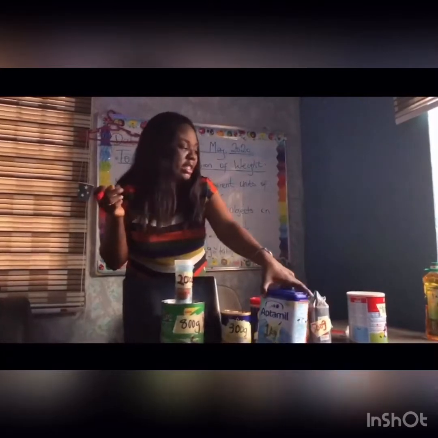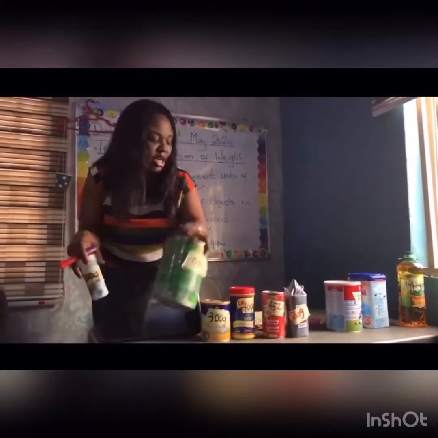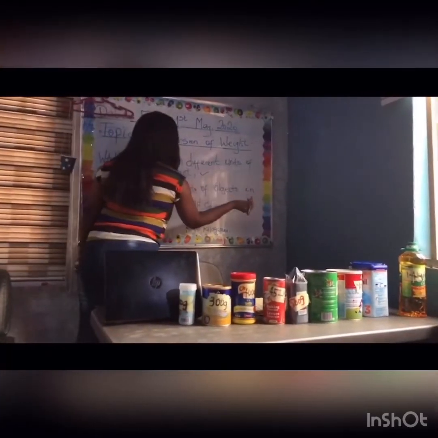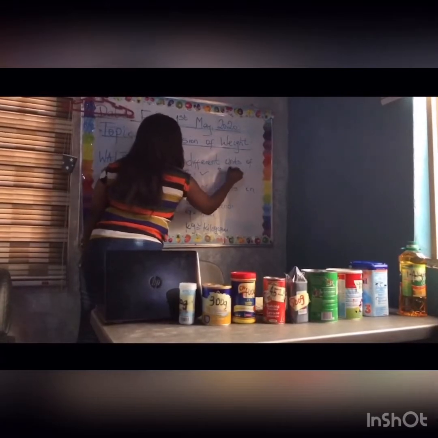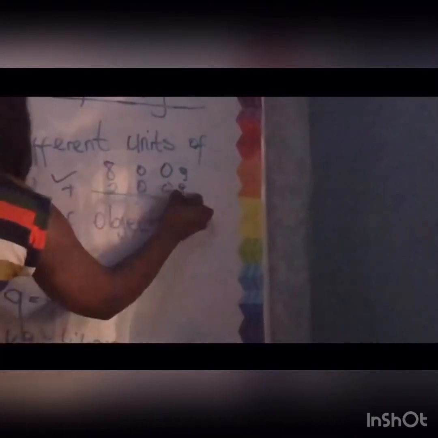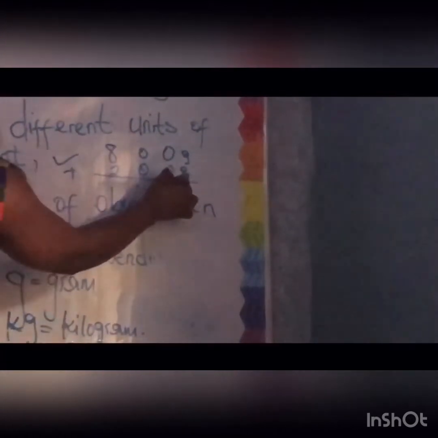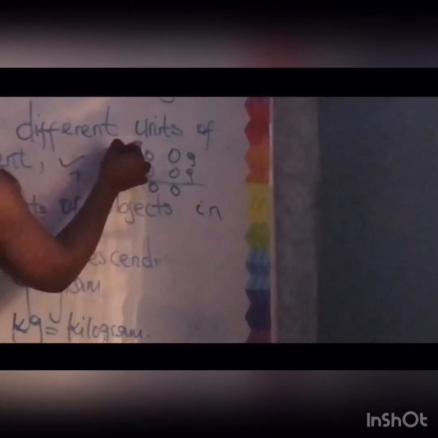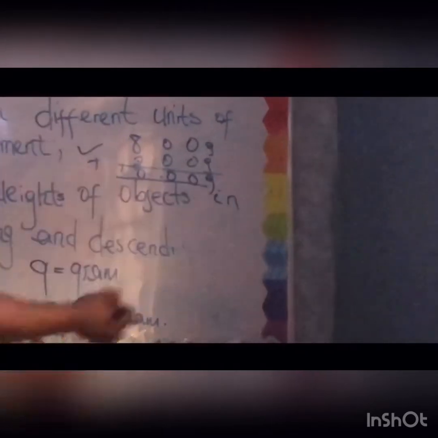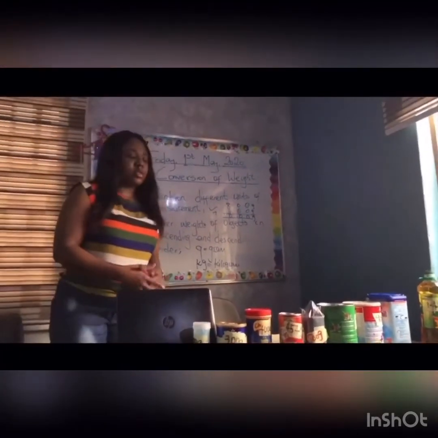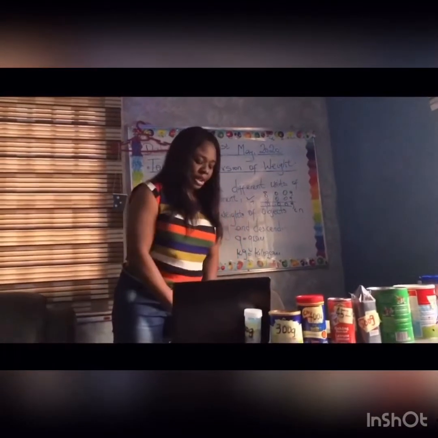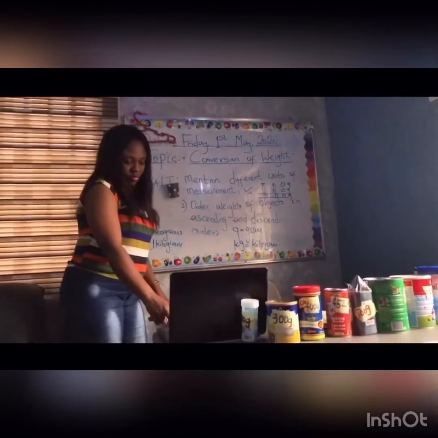I hope you've not forgotten how we do our addition and subtraction. Okay, please just try 800 plus 200. This is gram. So it will give us what? 0, 0, 8 plus 2, 10, 0, 1. So that is 1,000 grams. And 1,000 grams will give us what? 1 kilogram.